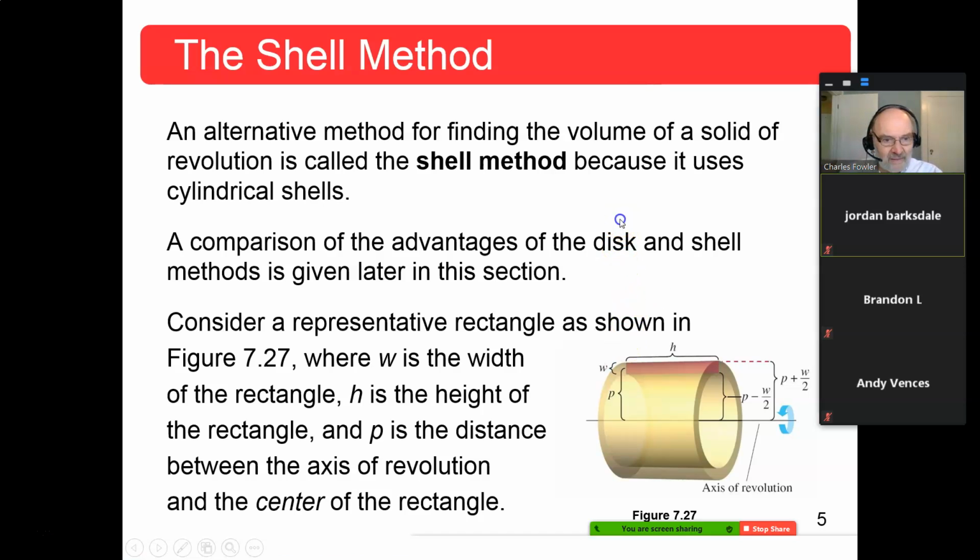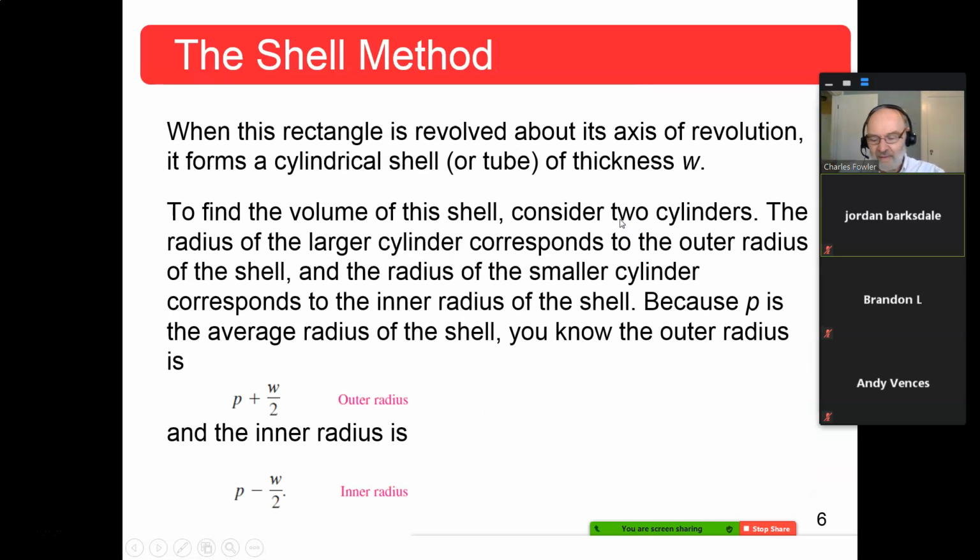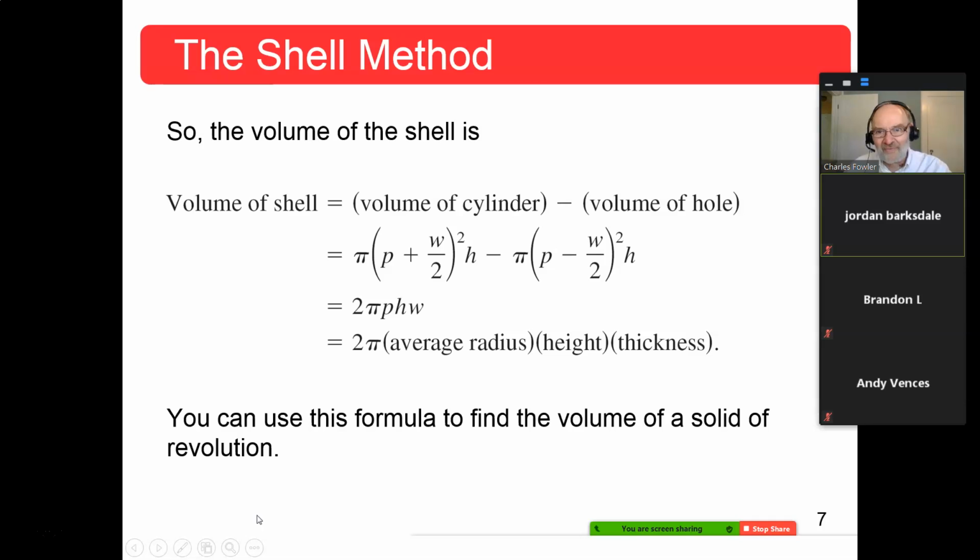Now, when that rectangle is revolved around the axis of rotation, it forms a cylindrical shell or a tube of thickness W. To find the volume of that shell, consider the two cylinders. They do the inner and the outer. Don't worry about those. The outer radius is this, the inner radius is this. They go through all this stuff and then say, look, they don't really matter. Just use the P.